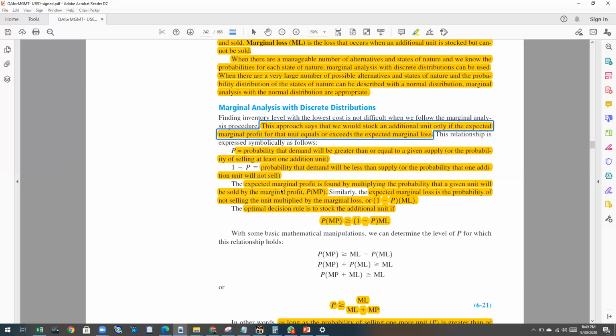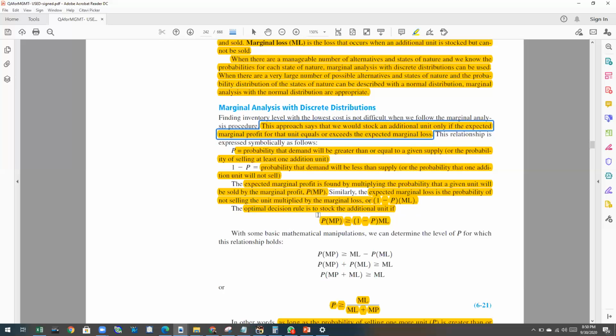The expected marginal profit is found by multiplying the probability that a given unit will be sold by the marginal profit, P multiplied by MP. The expected marginal loss is the probability of not selling the unit, 1 minus P, multiplied by the marginal loss. So what is the optimal decision? This is the decision where we need to decide: do we sell an additional unit or do we stop?